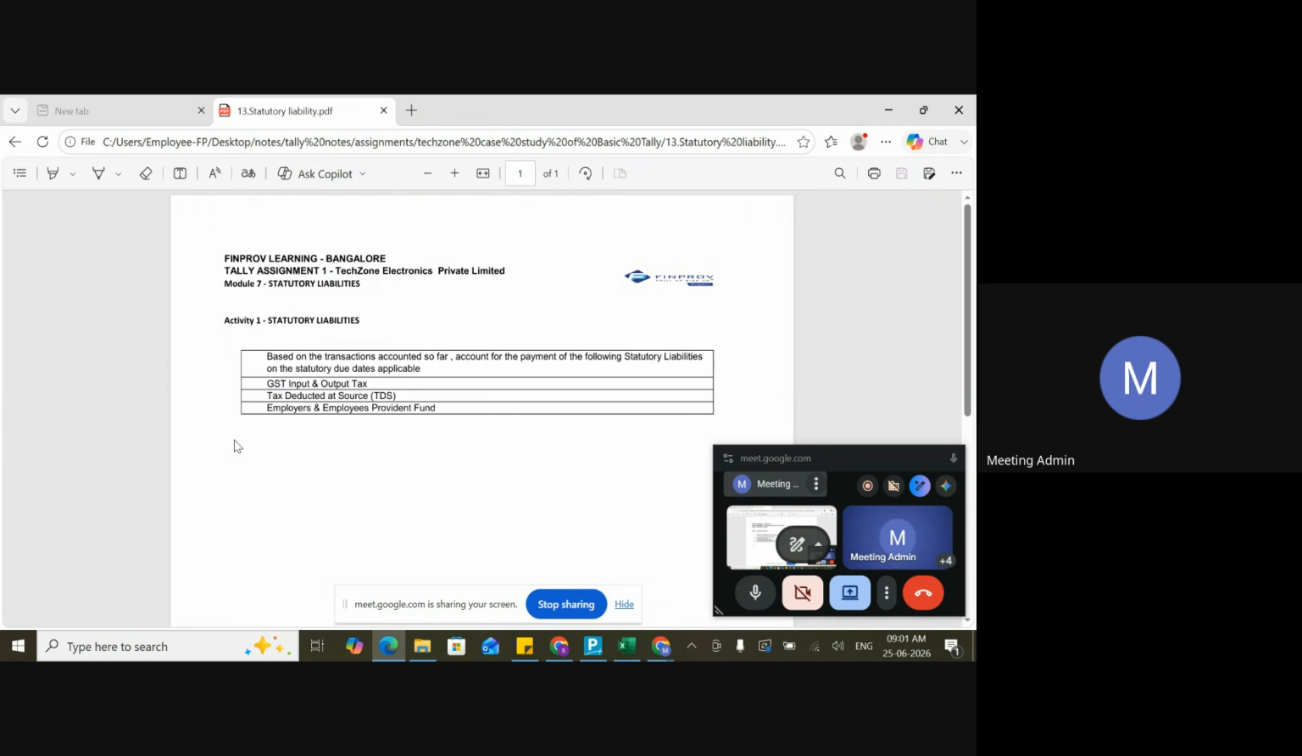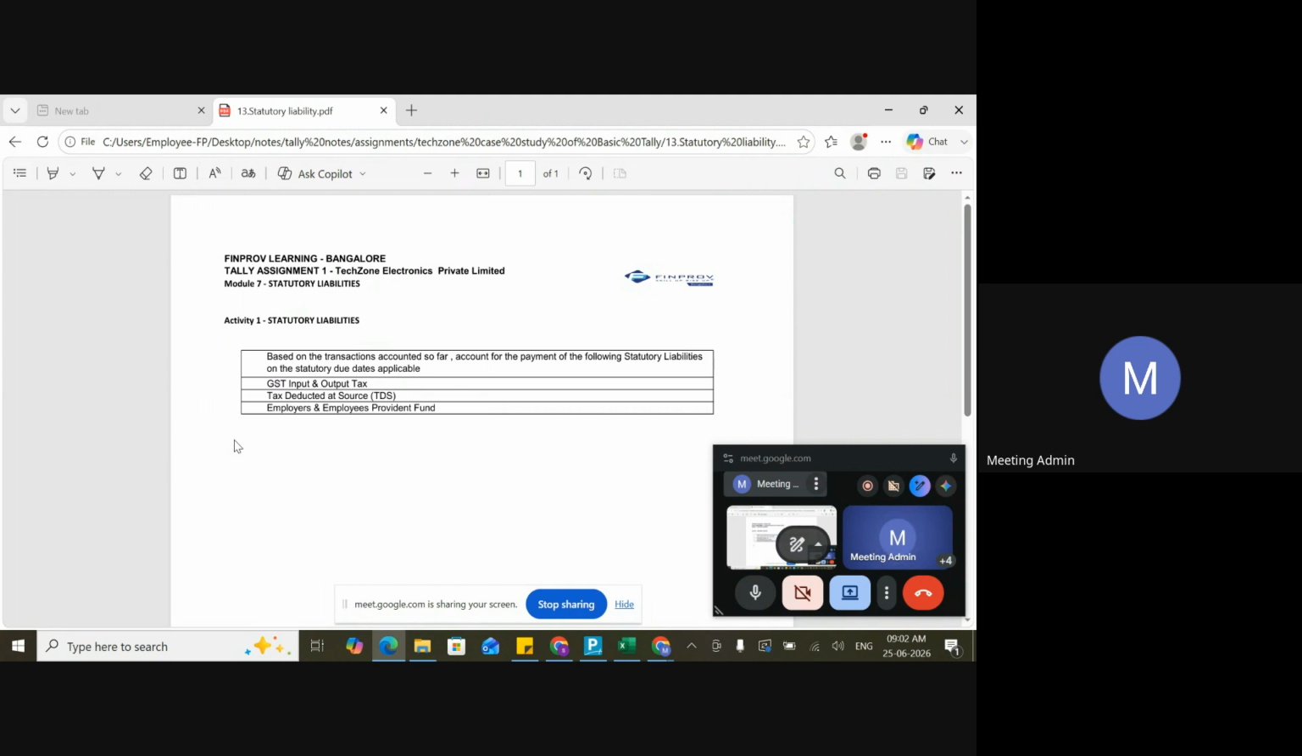Okay. So it's a mandatory thing we have to deposit to the government. So we deduct TDS, we deduct GST, we deduct PF and all, right. We do the GST transactions on input CGST, SGST while purchasing and selling the goods and services. So on that we have to pay the GST tax. Okay, so we have to deposit it to the government.